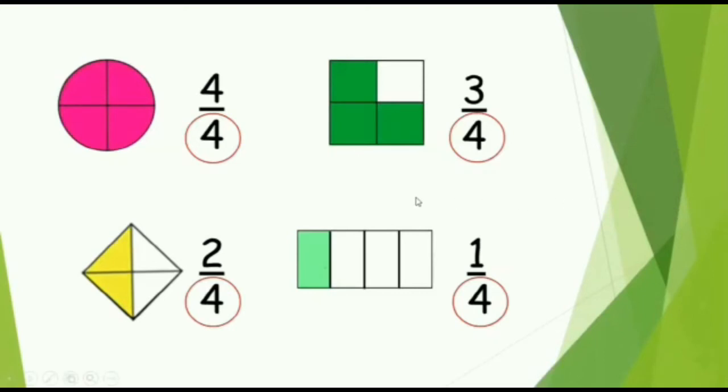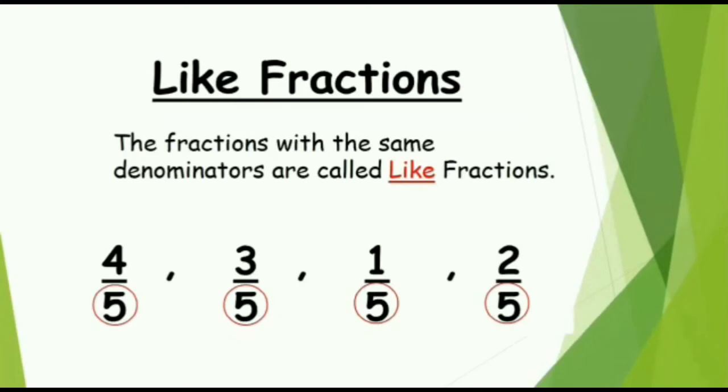Have you noticed something interesting about these fractions? Well, if you observe carefully, you can see that all these fractions have 4 as the denominator. So, the fractions which have the same denominators are called like fractions. As you can see in the given examples, all the fractions have 5 as a denominator. So these all are like fractions. So the fractions with the same denominators are called like fractions.